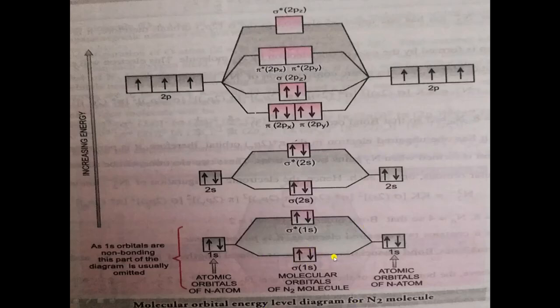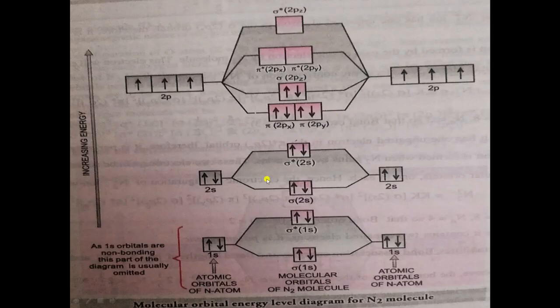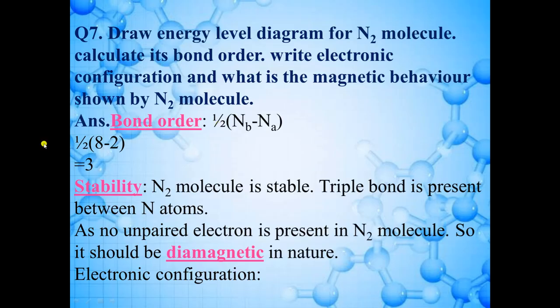But out of these 10 electrons, we will not consider these electrons, because we will take only valence electrons, and valence electrons are present in the 2s orbital and 2p orbital. So you have to calculate electrons of only 2s and 2p orbitals while calculating bond order. Now the number of bonding electrons is 1, 2, 3, 4, 5, 6, 7, 8. 8 bonding electrons are present, and anti-bonding electrons 1, 2, 3, 4. 4 anti-bonding electrons are present. So you put in the values: 1 by 2, 8 minus 4 is equal to 3.